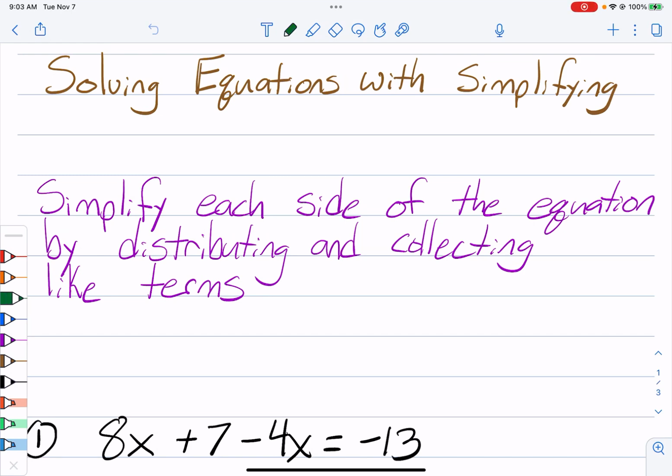Hello everyone. Today we are going to be solving equations with simplifying. So we're going to add a little bit of extra to our solving equations that we did with distributing, and we're going to have some collecting of like terms. So we might have some distributing, but we also are going to collect like terms. So that's something we need to discuss.